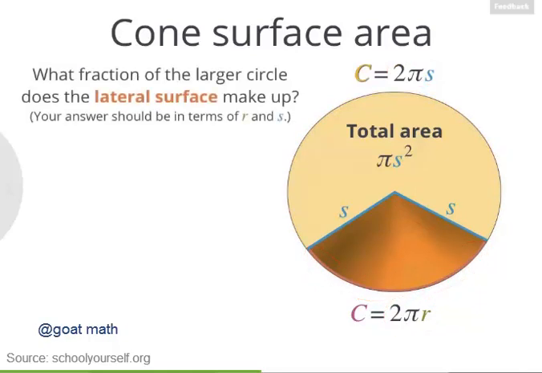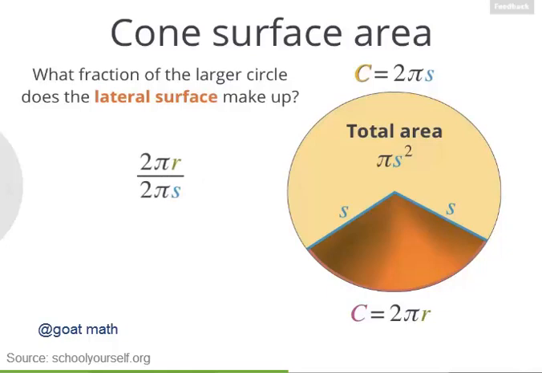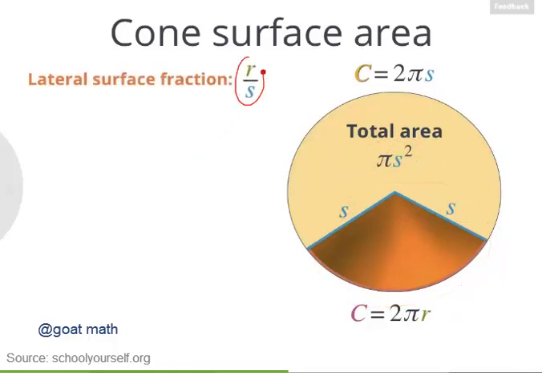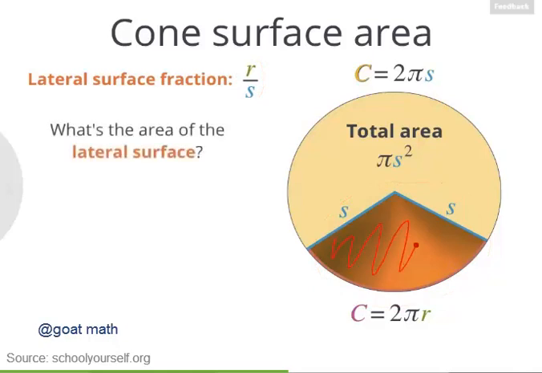So what fraction of this circle is taken up by the lateral surface? In other words, what fraction of this circle's circumference is taken up by this arc down here? Nicely done. The fraction of this circle taken up by the lateral surface is the arc length of the lateral surface, 2 pi r, divided by the circumference of the circle, 2 pi s. We have 2 pi in the numerator and the denominator, so they cancel out, and this fraction simplifies to r over s. So if the total area of this circle is pi s squared, and the lateral surface only takes up r over s of the circle, what's the area of the lateral surface?